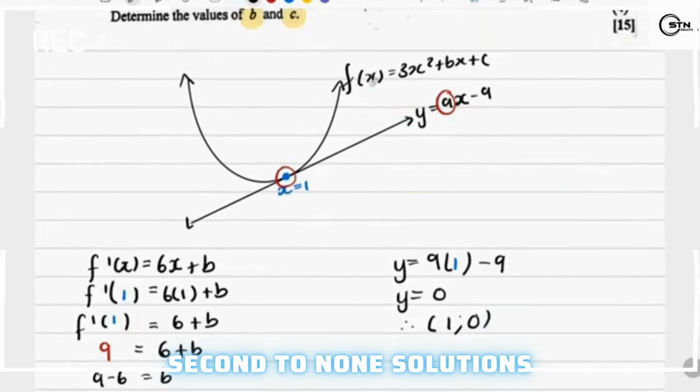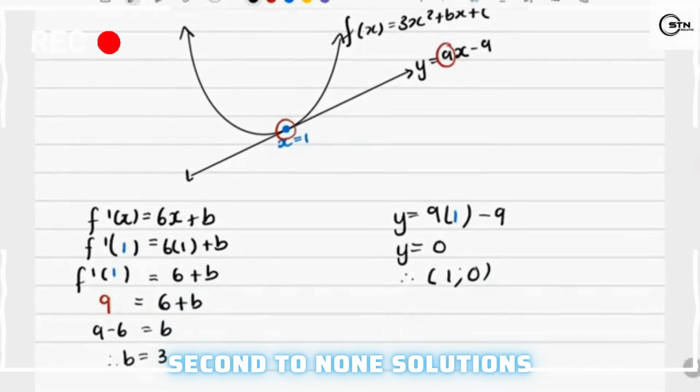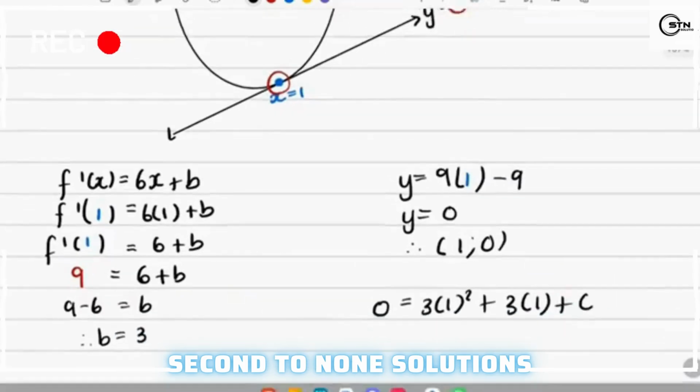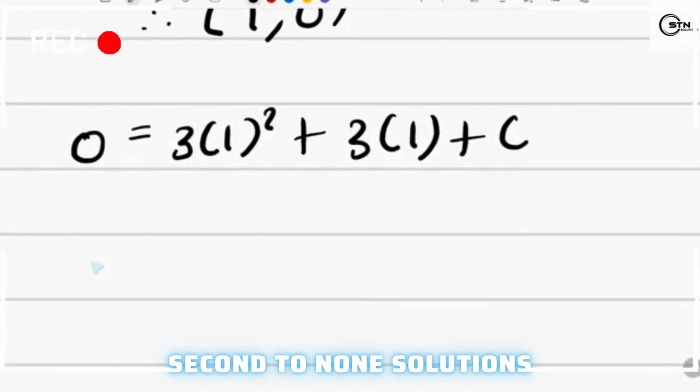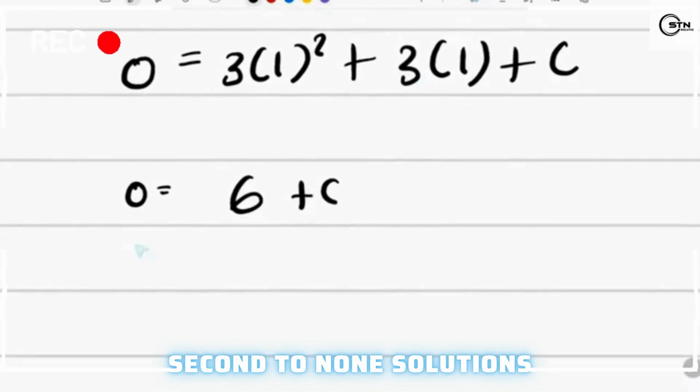Now we're going to substitute this into our equation of f. The y value is 0, so I say 0 is equal to, and the x value is 1, so 3 times 1 squared plus, and we know what b is, it's 3, so 3 times 1 plus c. That's what we're looking for. So 0 is equal to 3 times 1 squared, which is just 3, plus 3, which is 6, plus c. Take 6 over, negative 6 is equal to c.